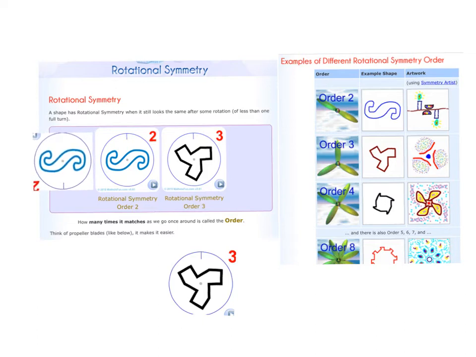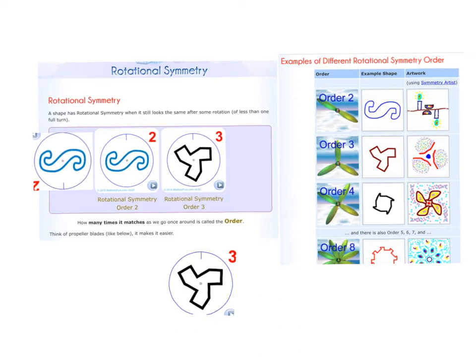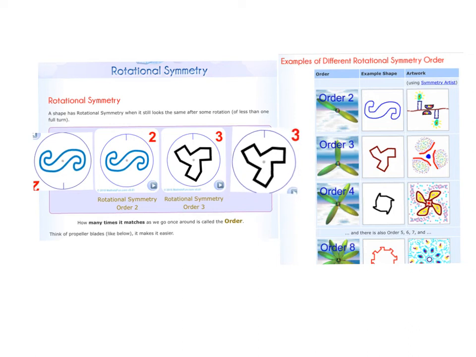And again, obviously I can spin that around. Same with this shape over here, number 3. I can take this other one and I can turn it. Looks the same. Turn it again.